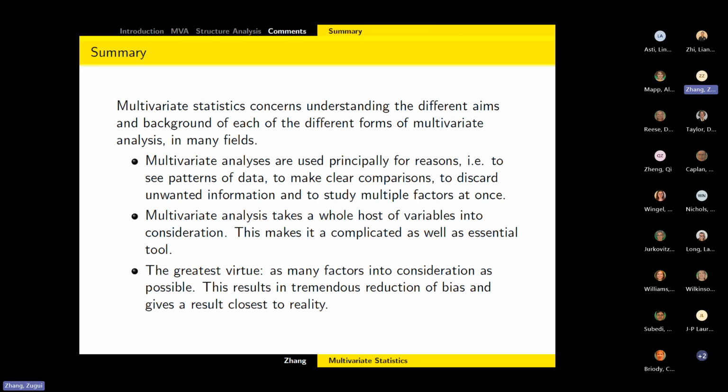So in summary, when we conduct analysis related to multivariate statistical analysis, we can better understand the different aims and the background of each of the different forms of multivariate analysis. Multivariate analyses are used to see the patterns of data, to make a clear comparison, to discard unwanted information, and to study multiple factors at once. Multivariate analysis takes a whole host of variables into consideration. That makes it a complicated as well as essential tool.